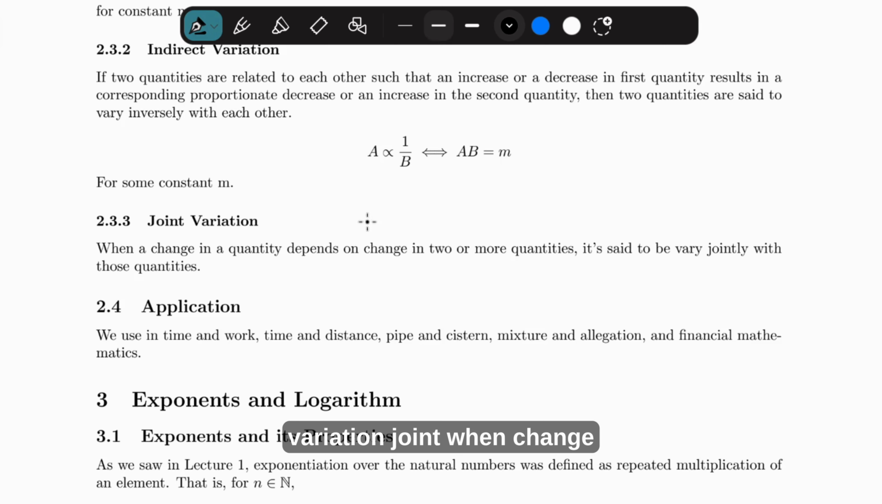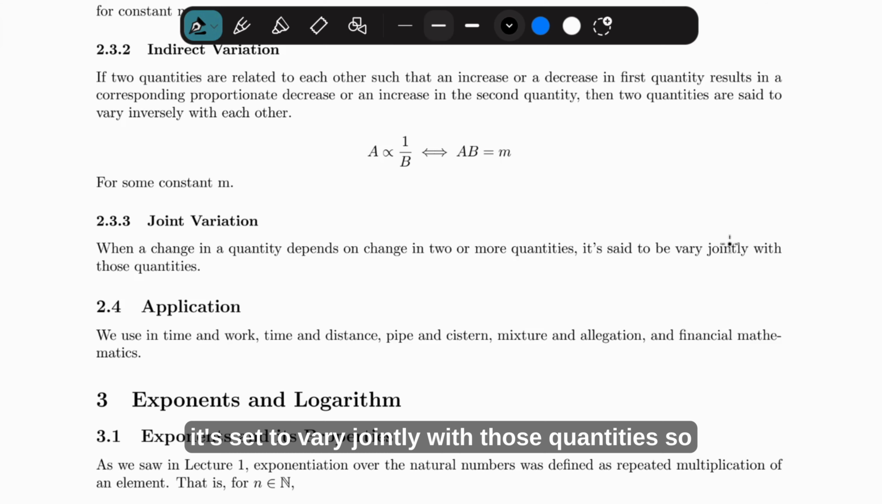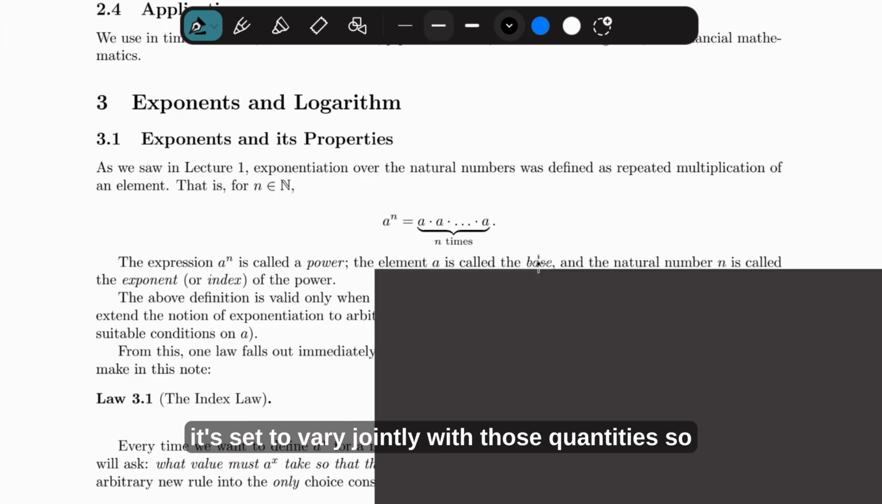Joint variation: when the change in one quantity depends on the change in two or more quantities, it is said to vary jointly with those quantities.